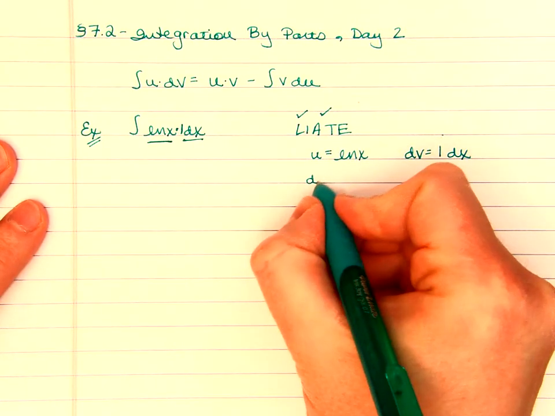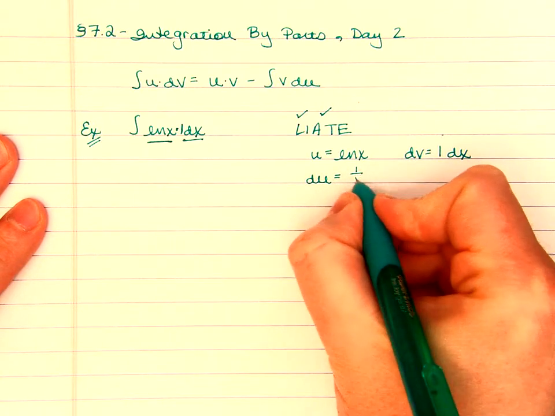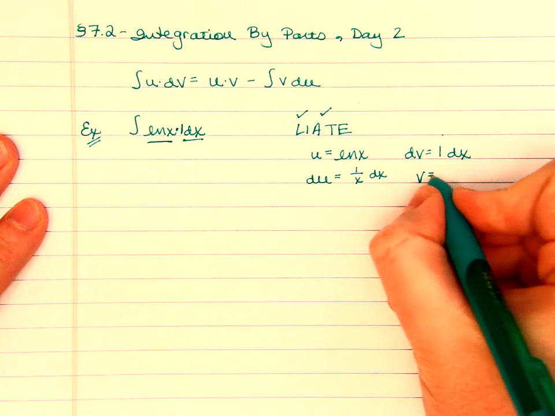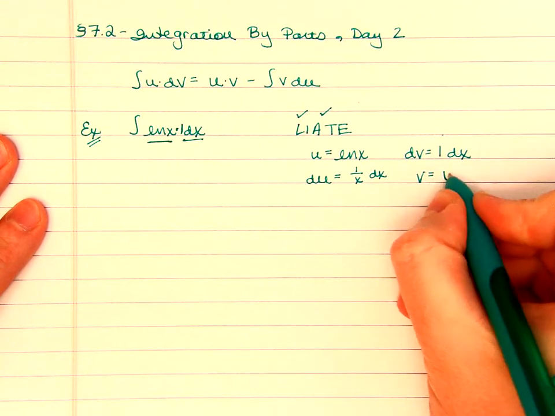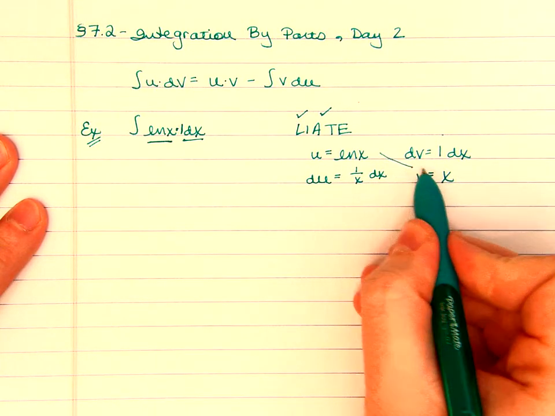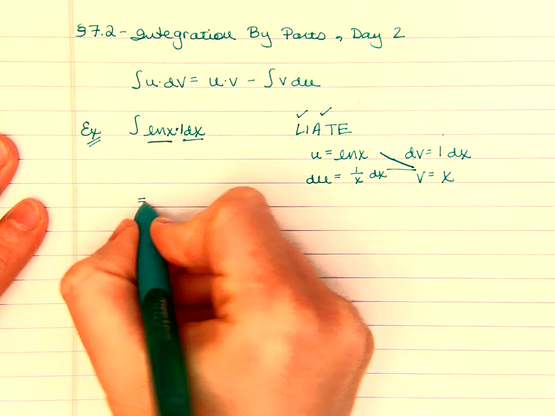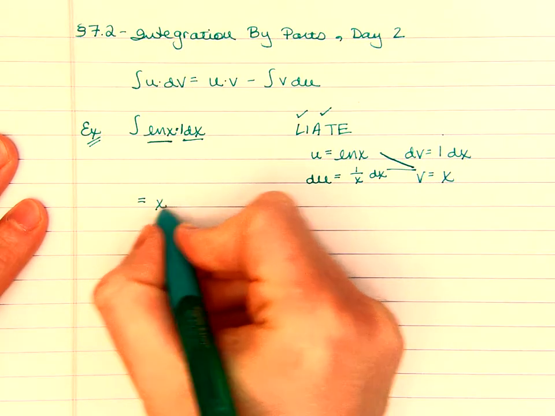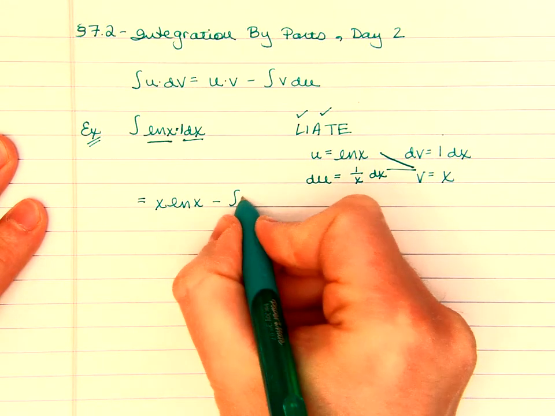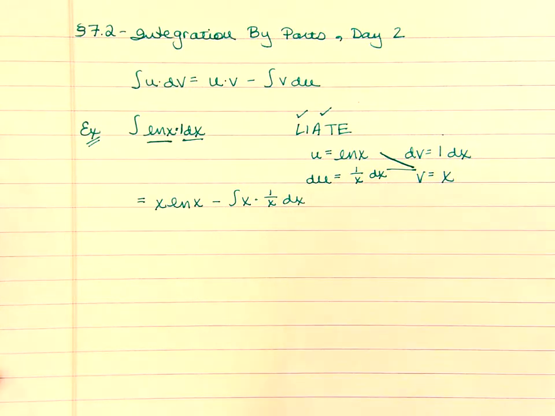Okay, so I'm going to find the derivative of u, the derivative of the natural log of x, which is 1 over x dx. The integral of 1 dx, well, that's just x. Using my formula, u times v minus the integral of v du, this is going to give me x times the natural log of x minus the integral of x times 1 over x dx.